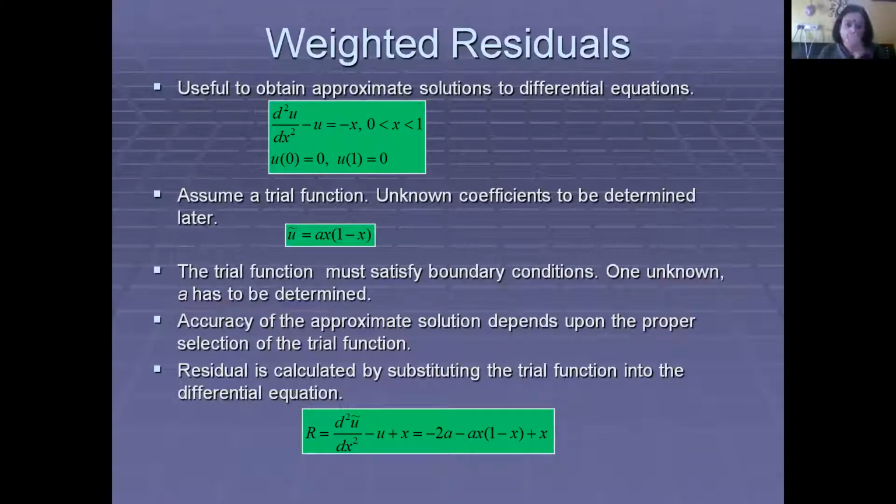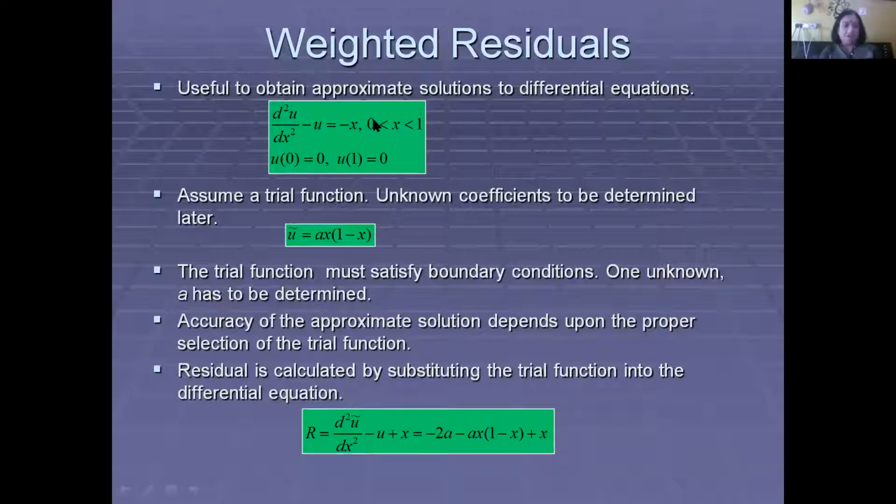So now what we are going to do is we are going to talk about weighted residuals. Now let us imagine I have a differential equation, which you see here on the slide, d2u/dx squared minus u is equal to minus x. And this is defined over the domain 0 to 1. I need a set of boundary conditions.